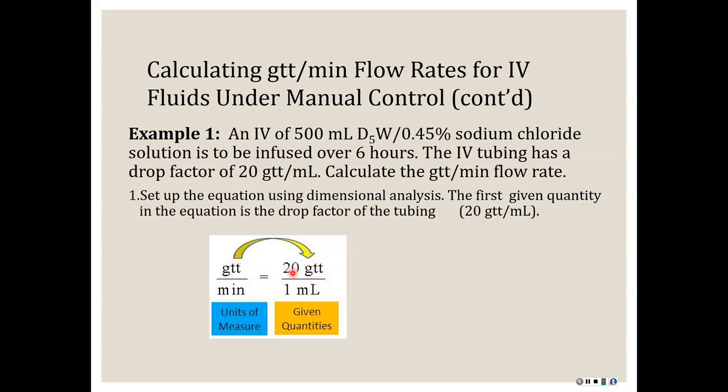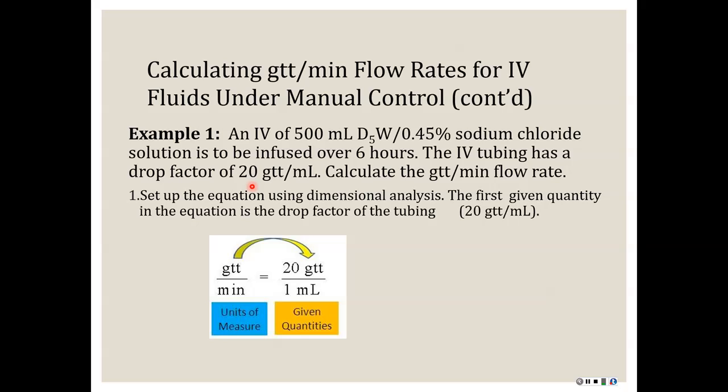So let's look up at our problem and see what we have that includes drops. And we have here our IV tubing says that there's 20 drops per milliliter. There's nothing else in the problem that even gives us drops, so that's our only number to choose from there. We know that it has to go with 1 milliliter because this is that equation. The manufacturer of the IV tubing says 20 drops equals 1 milliliter. We can't change that.